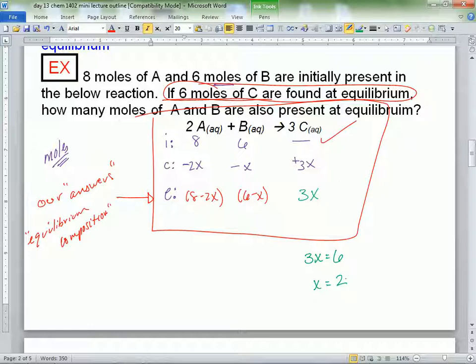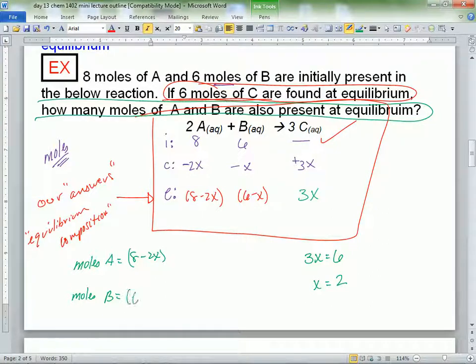Okay. Now, when they ask how many moles of A and B are also present at equilibrium, you can't just write an answer somewhere. You've got to make it clear. Moles of A equals. Moles of B equals. Okay. A is 8 minus 2x. B is 6 minus x. Now, you don't probably have to write that part, but 8 minus 2x would be 4. You'd have 4 moles.